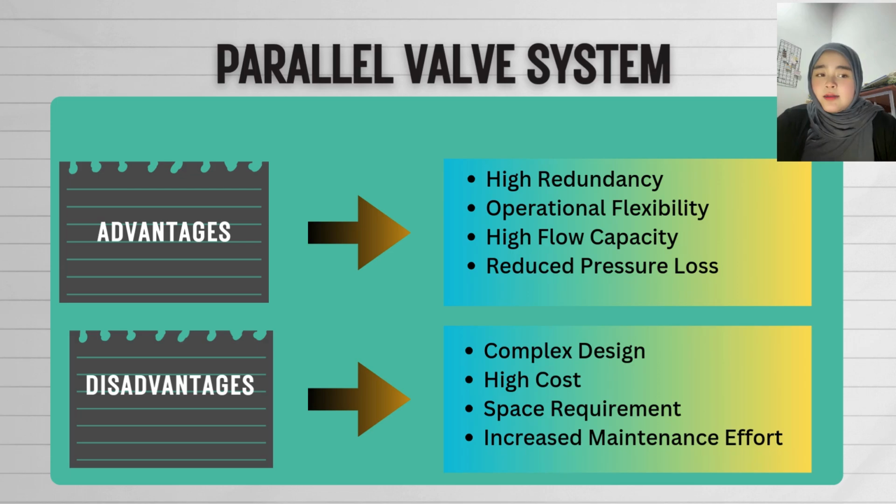And number 3 is space requirement. This parallel valve system, when valves are installed on multiple routes, can cause the system to require more space.